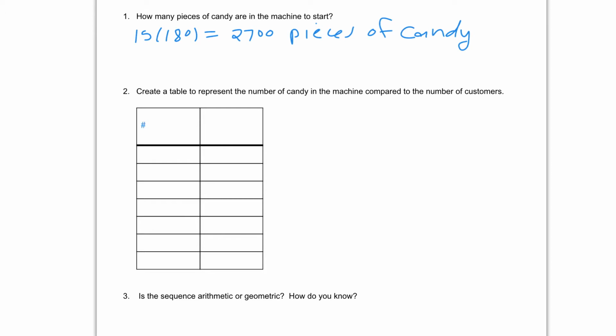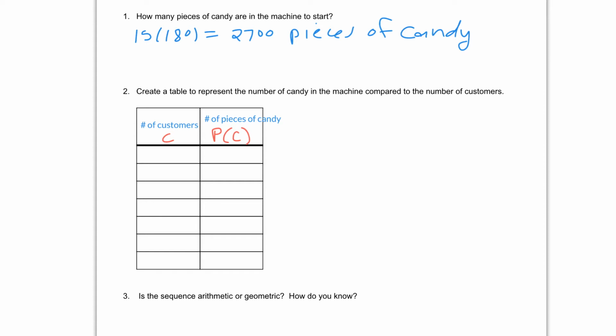So we could do number of customers. And since we're doing the number of customers, let's call this C. And then our dependent variable, let's do the number of pieces of candy. And we'll call that P of C, pieces of candy per customer.